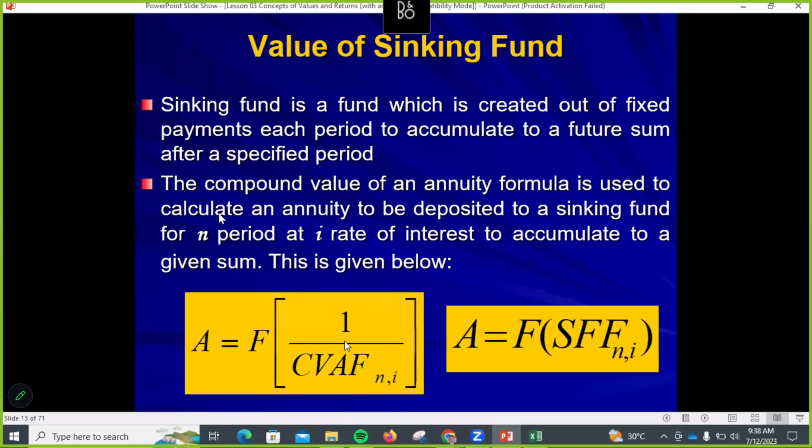This is given like that. It is the reciprocal of the previous one, 1 over the compound value of annuity factor. So if you want to take the annuity as the subject, then the future value is multiplied by this reciprocal of the compound value factor. This reciprocal is called SFF, the sinking fund factor. You don't have any table value for this SFF, but you can create it.